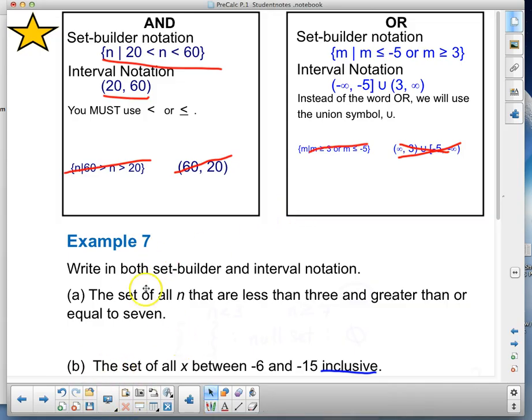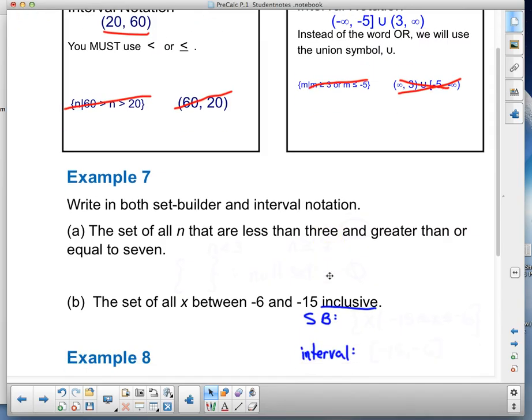Now, when working with set builder and interval notation, the set of all n that are less than 3 and greater than or equal to 7. Well, what numbers are less than 3 and at the same time greater than or equal to 7? Because I've got this situation, I've got a null set here. And it seemed like a trick question, but you have to think about the questions as they're asked of you.